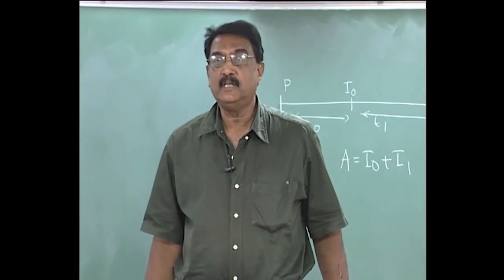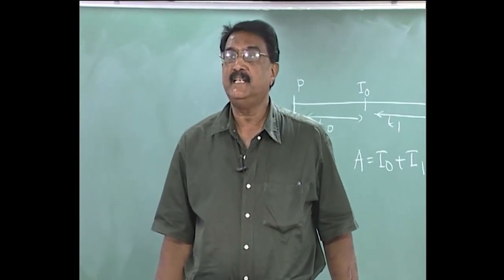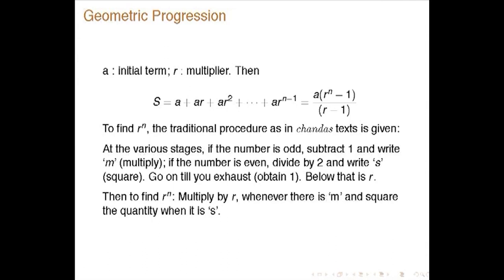To find r to the power of n, the traditional procedure as in Chandra's text is given. What is stated in the commentary is that at the various stages, if the number is odd, subtract 1 and write m. If the number is even, divide by 2 and write s. Go on till you exhaust, obtain 1, and below that write r.